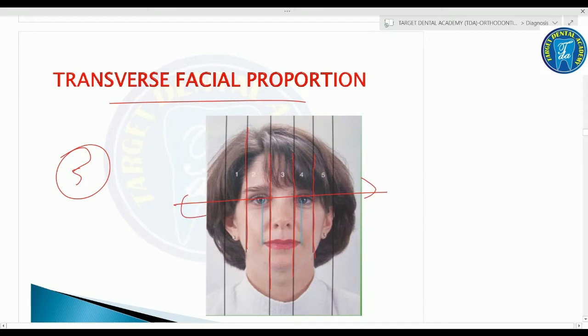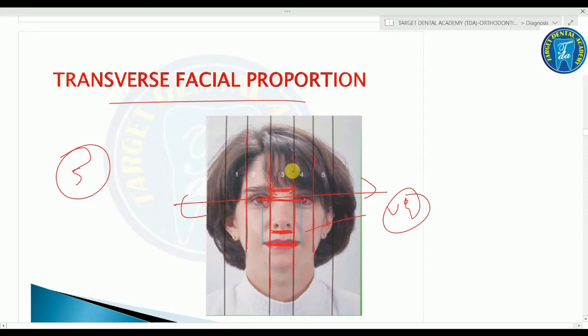But for this, you have to keep in mind that the width of the nose is the same as that of the inner canthus of the eyebrows. Fine. Very important: the width of the nose should be equal to that of the inner canthus, while the width of your mouth should be equal to the interpupillary distance. These 2 points are very important.